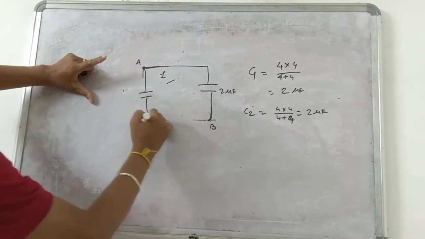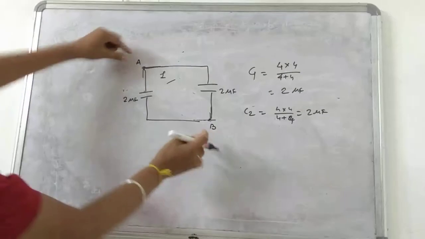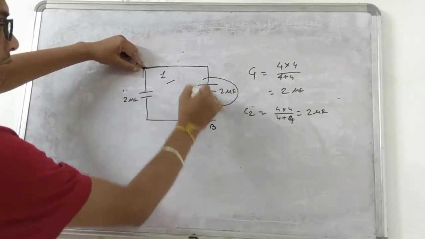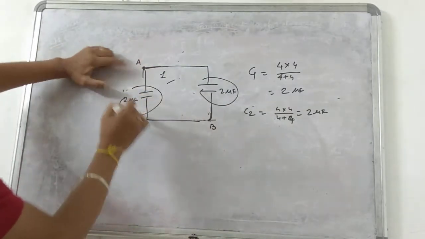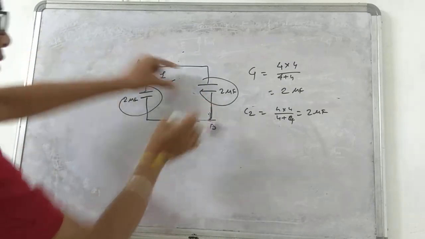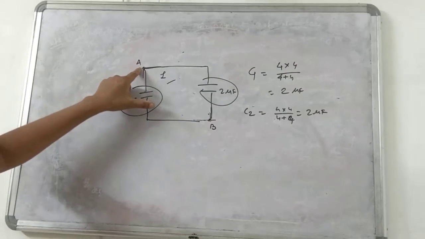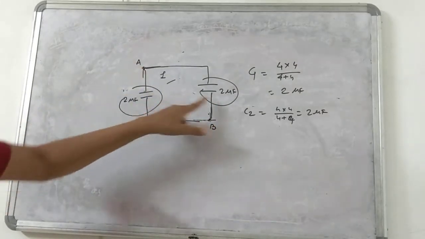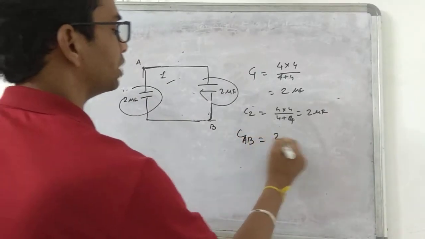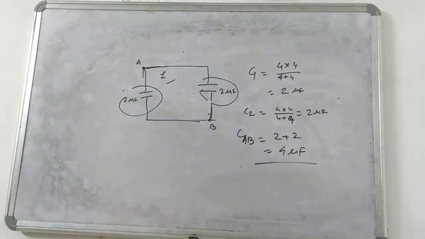Now this 2 microfarad and this 2 microfarad are connected in parallel, because each of them is connected between point A and B. So equivalent capacitance between point A and B, CAB, is nothing but 2 plus 2, that is equal to 4 microfarad, because 2 and 2 are in parallel.